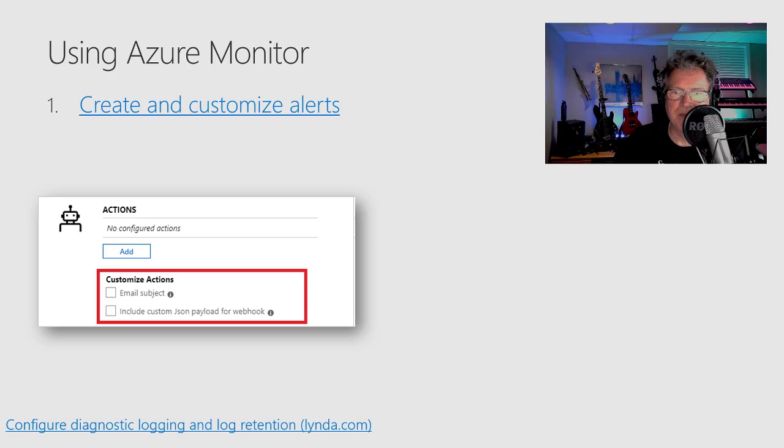Also, you can include a custom JSON payload, which overrides the webhook JSON used by action groups, assuming the action group contains a webhook action. If you're not familiar with webhooks, it would be worth looking them up at aka.ms/Azure webhooks.